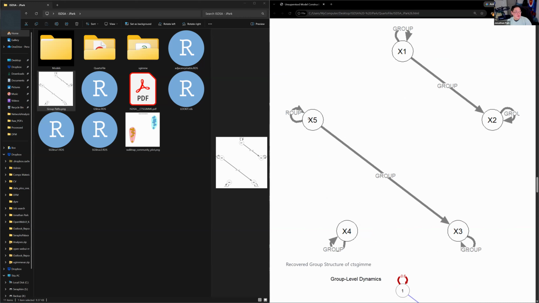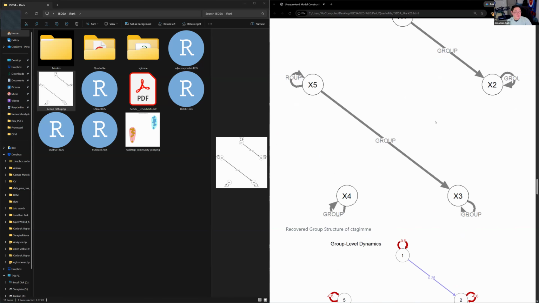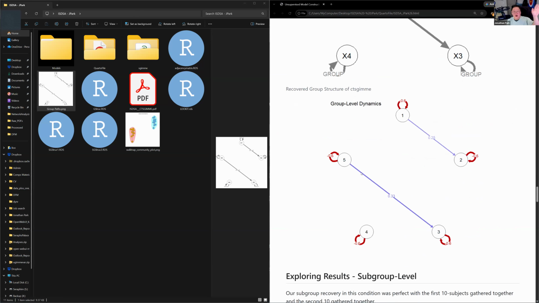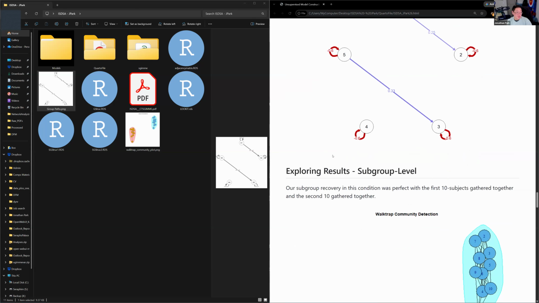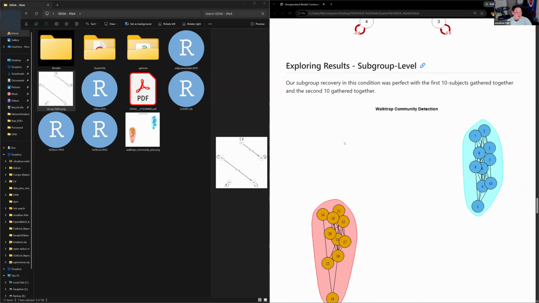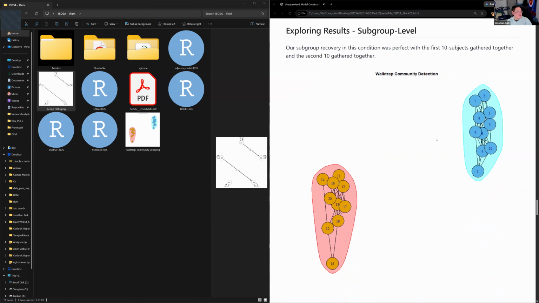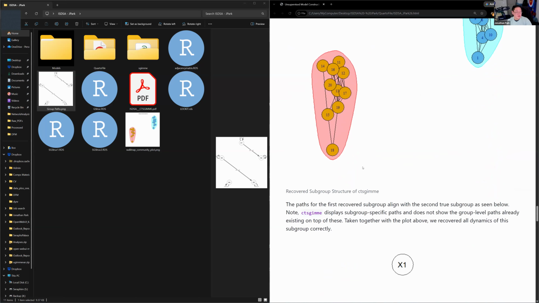And then we picked up the 5 to 3 path and the 1 to 2 path as group level paths, and that maps onto our actual true data generating model. For the subgroup level results, we basically see a cluster of 10 people. So 1 through 10 are in this blue cluster. We see 11 through 20 are in this red cluster. Obviously, this is a very clean example. So we get perfect cluster recovery of our simulated data.